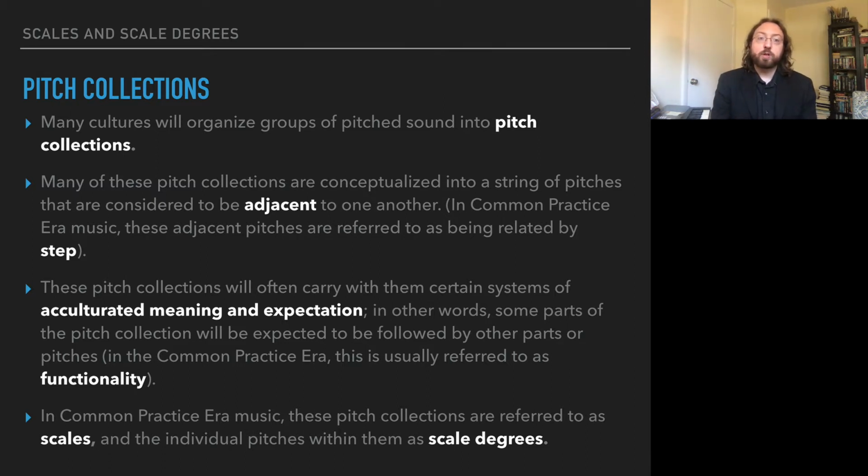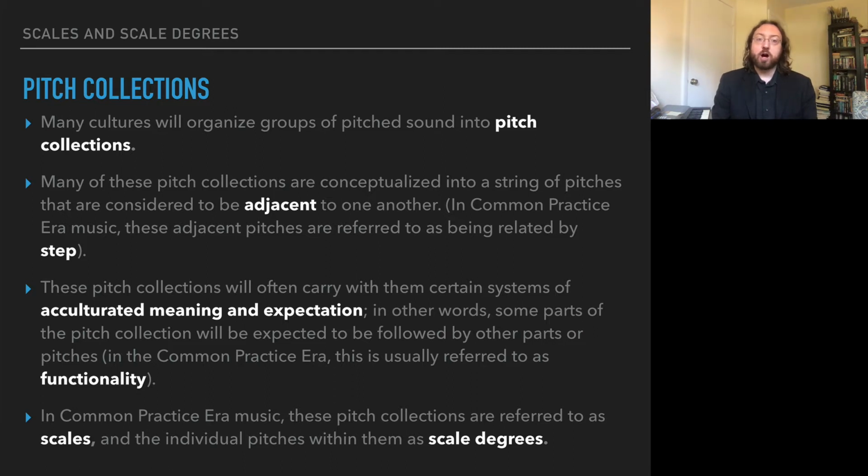We'll begin by talking about pitch collections in general. Many cultures will organize groups of pitched sound into collections called pitch collections. Many of these pitch collections are conceptualized into a string of pitches. These pitches will be considered to be adjacent to one another. In common practice era music, these adjacent pitches are referred to as being related by step.